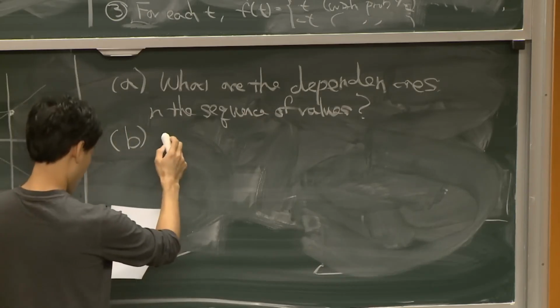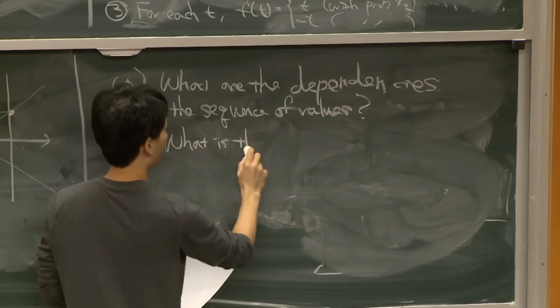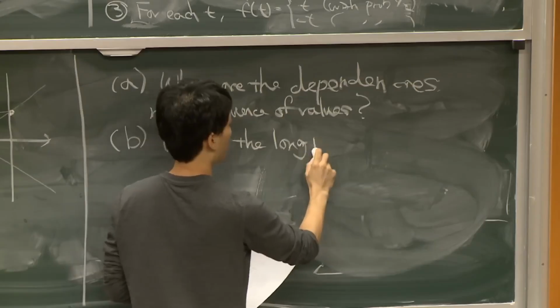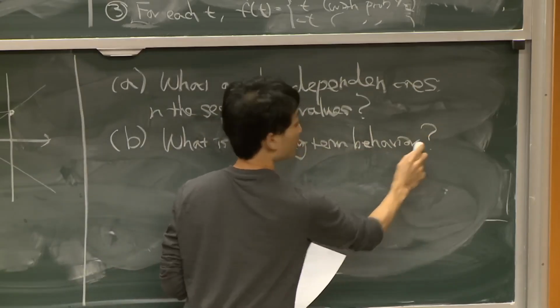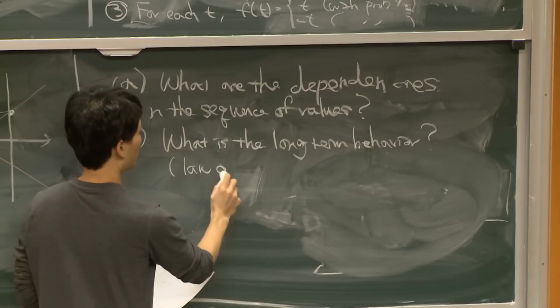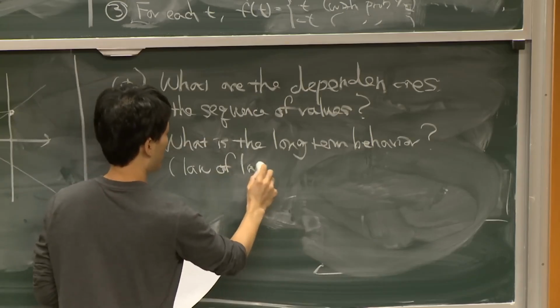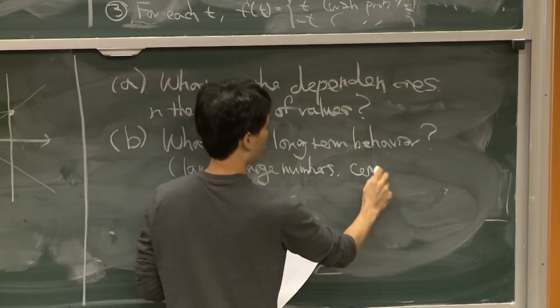And B is, what is the long-term behavior of the sequence? So think about the law of large numbers that we talked about last time, or the central limit theorem.